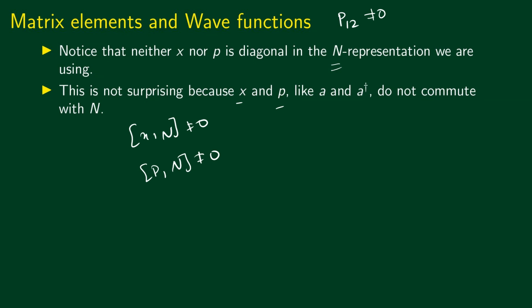This means that x and N cannot be simultaneously diagonalized. p and N also cannot be simultaneously diagonalized. In fact, x and p cannot be simultaneously diagonalized because the commutator of x and p is not equal to 0. So there is no representation in which these operators can be simultaneously diagonalized.